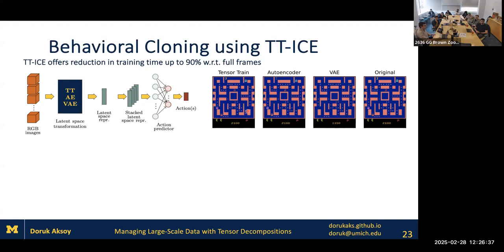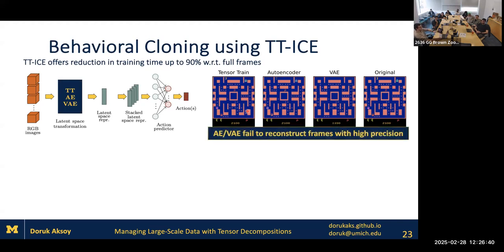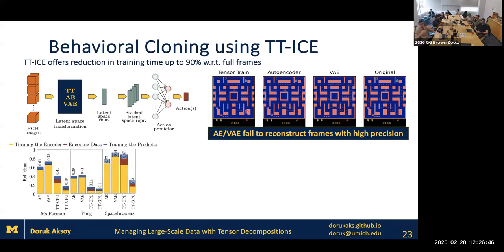Now we see that we are guaranteeing good reconstructions with TT-ICE. How does that translate to end-to-end training time? The figure on the lower left corner shows the relative training time with respect to training the entire architecture with full frames. The AE and VAE are trained on GPUs. The TT-CPU is the version of TensorTrain TT-ICE that just uses the CPU to train the mapping, and the TT-GPU uses GPU cores to learn the mapping.